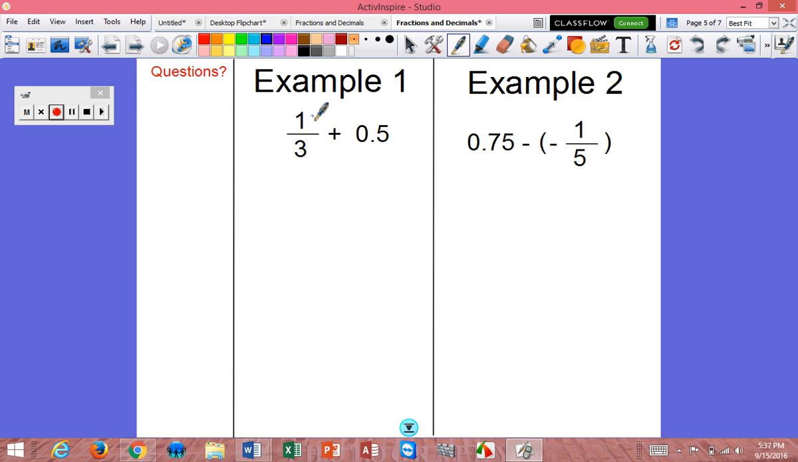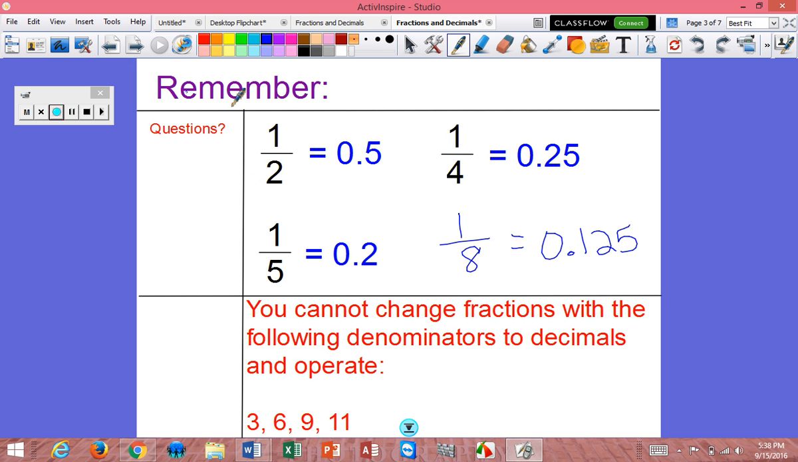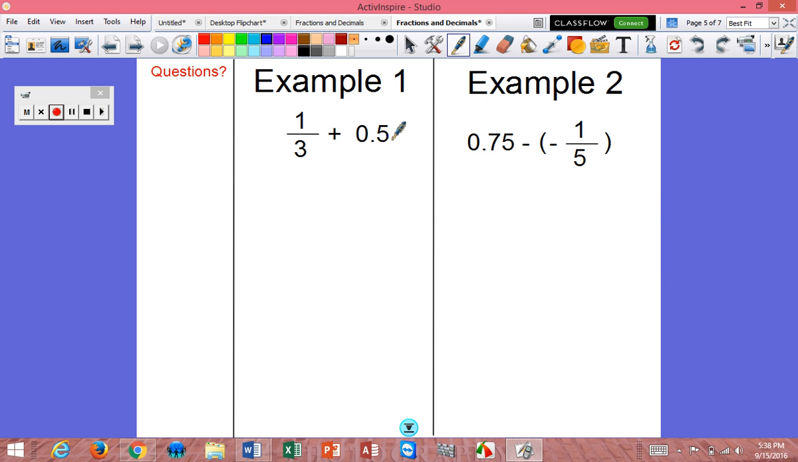Alright, so example 1, we have 1/3 plus 0.5. Now, this has a denominator of 3, so that means that we're going to have a repeating decimal if I divide that out. We can't work with a repeating decimal, so I have to leave this as a fraction. 0.5, if you remember from 2 slides ago, that is 1/2. And if you didn't remember that, this is pronounced 5/10, and we reduce that to get 1/2. So I really have 1/3 plus 1/2.